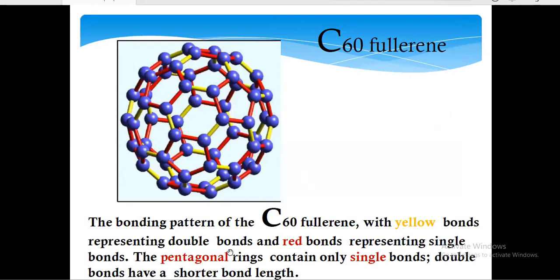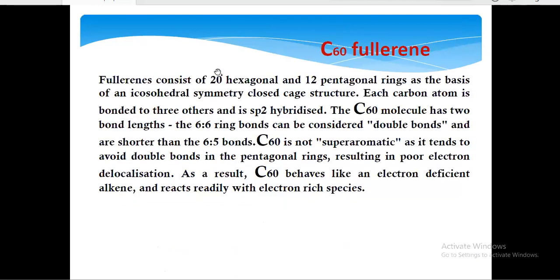Okay. Same is here. The pentagonal rings contain only single bonds. Double bonds have a shorter bond length. Fullerenes consist of 20 hexagonal and 12 pentagonal rings on the basis of icosahedral symmetry, a closed cage structure. Each carbon atom is bonded to 3 others and is expected to be sp2 hybridized. The C60 molecule has 2 bond lengths. The 6-6 ring bonds can be considered double bonds and are shorter than the 6-5 bonds. Okay, it's fine, because a double bond is shorter than the longer bond, meaning the single bond.